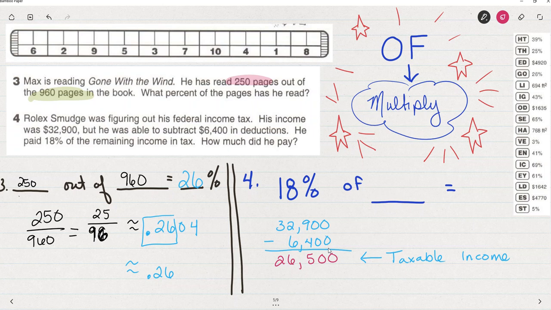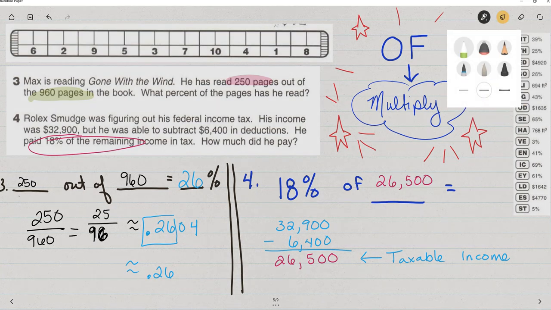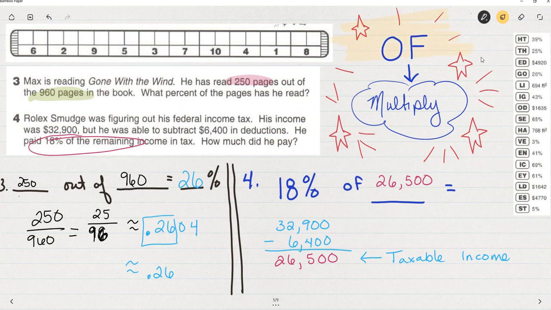Looks like his taxable income is going to be $26,500. And he paid 18% of the remaining income in tax. So 18% of what? Of that remaining income, of the taxable income, of the difference between the $32,900 and the $6,400. So we need to calculate what is 18% of $26,500. Did you see this big key here? Of is going to mean to multiply. Maybe you remember that from the previous section we did on algebra translations, but of means multiply.